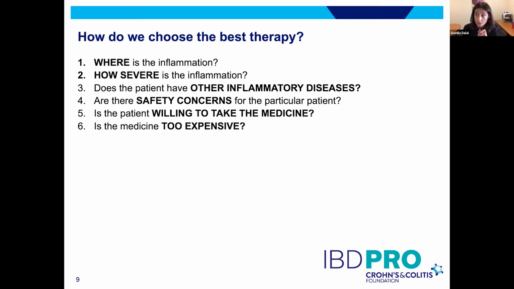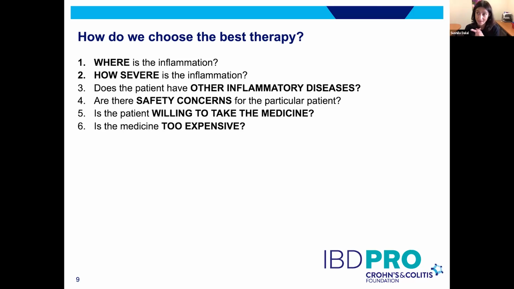Do they have other inflammatory diseases? Do their joints really hurt every time they have a flare and they have joint inflammation? Do they have psoriasis? Have they had multiple episodes of uveitis? Are there safety concerns for this particular patient? Have they had a prior cancer diagnosis that they're under surveillance for? Are they especially prone to infections for some reason? Do they have cardiovascular disease, which would impact some of our medications? So we have to take into account all their other medical conditions.